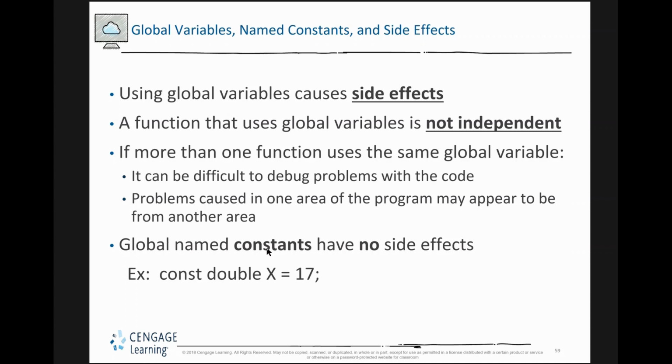Global named constants have no side effects. Here's an example of a constant. You use the reserved word const, for constant, then you define or declare your variable. These have no side effects, so these would be okay.